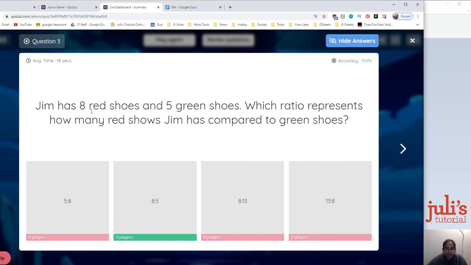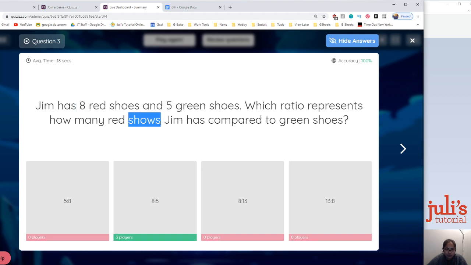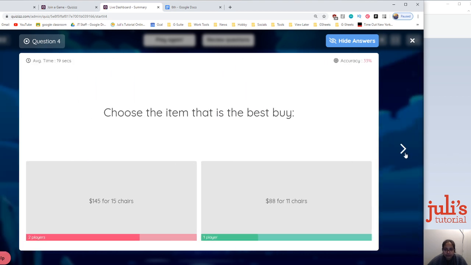Number 3: Jim has 8 red shoes and 5 green shoes. Which ratio represents how many red shoes Jim has compared to green shoes? I don't know how they spelled shoes wrong here. So we're comparing red to green. So 8 to 5. You guys got that correct. Good. 2 of you got it wrong, 1 of you got it right.